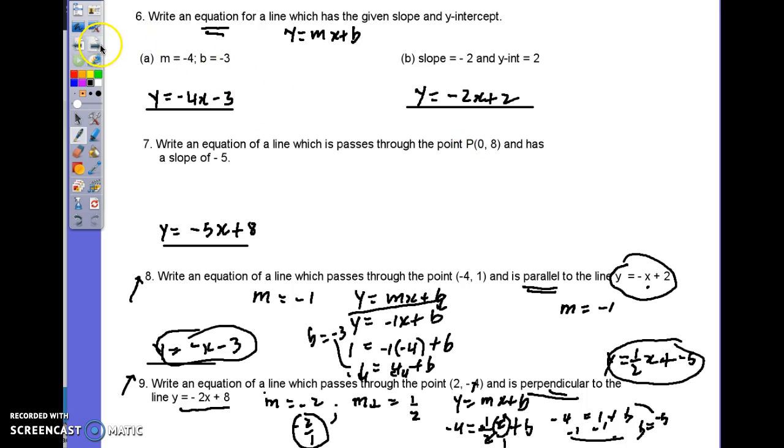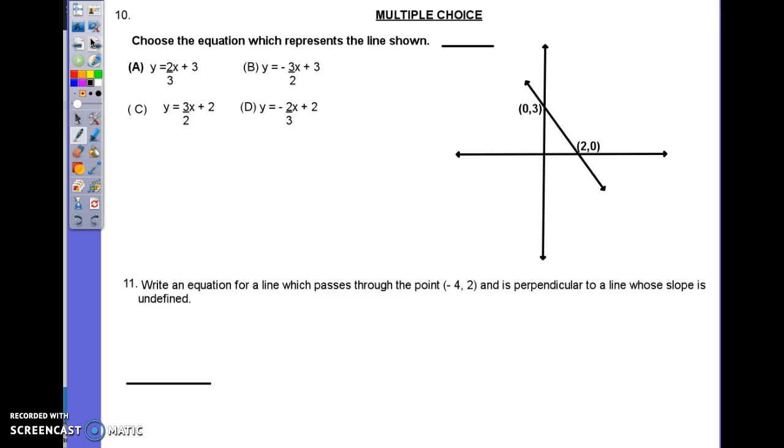Let's go further. All right, this one, I trust you'll be able to do. It says, write an equation for a line which passes through (-4, 2) and is perpendicular to a line whose slope is undefined. Undefined slope, what is that? That is a vertical line. So we want a line perpendicular to a vertical line.